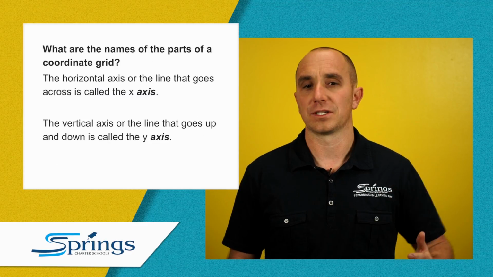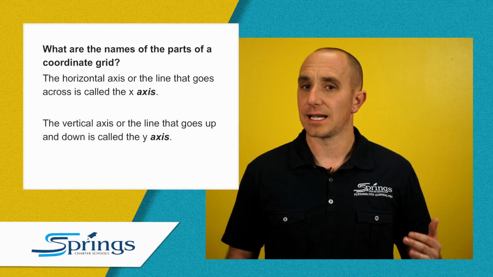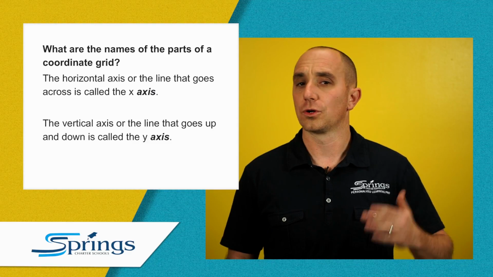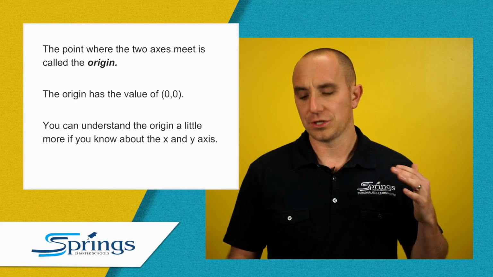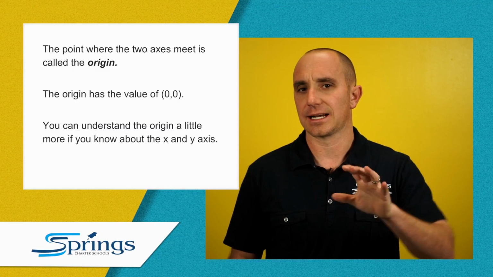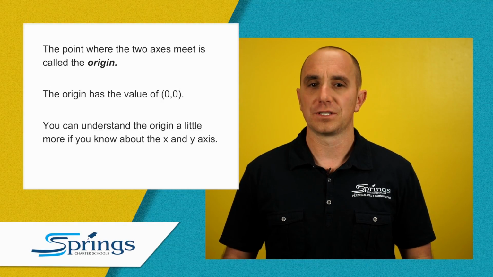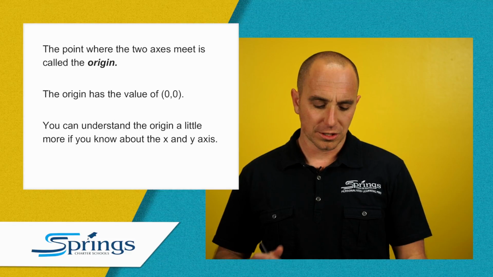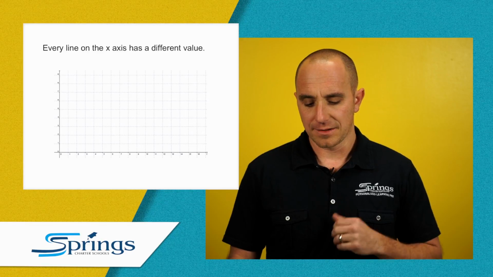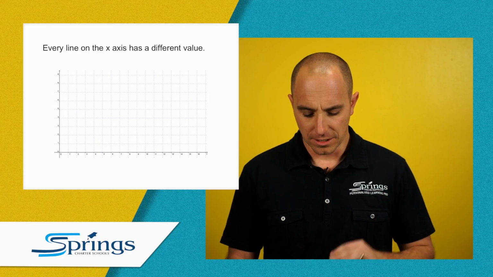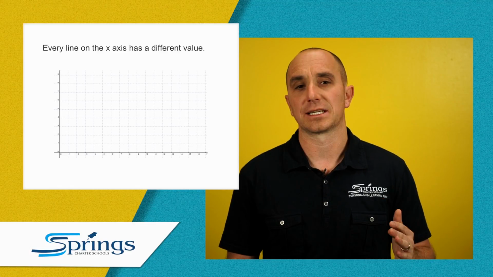All right, so what are the names of these parts? The horizontal axis, or the line that goes across, is called the x-axis. The vertical axis, or the vertical line that goes up and down, is called the y-axis. The point where the two axes meet, axes being the plural of axis, is called the origin. Now, the origin has a value of 0, 0. You can understand the origin a little more if you know about the x and the y-axis. Every line on the x-axis has a different value. I know it's a little small, but if you look there, you can see that it starts at 0, and this one goes all the way to 16.